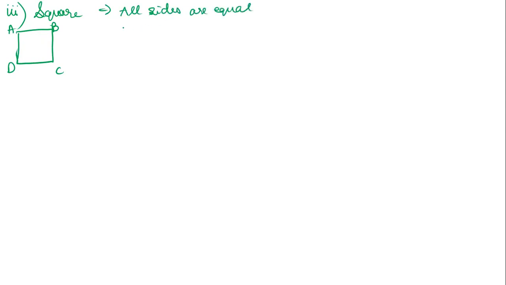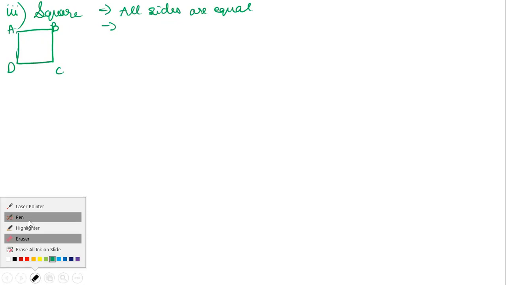Now the third one is square. Square is also one of our familiar quadrilaterals. So I have here A, B, C, D, square. Now what does this square have? All sides are equal. I'm sure you all are aware of this, right? All sides are equal and opposite sides are equal and parallel. That is also there. So that is also kind of covered in the previous point itself, right?